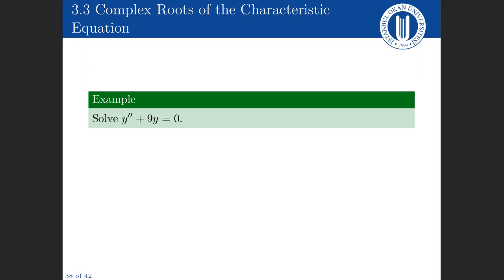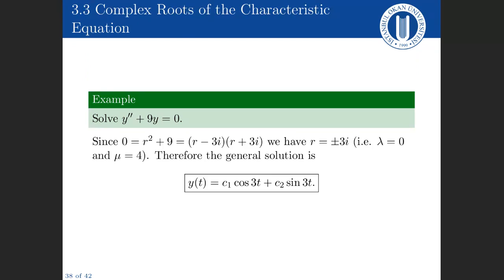Let's do another one. Solve y double prime plus 9y is equal to 0. This one's even more concise. I'm starting with the characteristic equation, which here is r squared plus 9 is equal to 0. And because this is easier, I don't need to use the quadratic equation formula. I can straight away factorize this into r minus 3i, r plus 3i. In other words, we must have that r is plus or minus 3i.